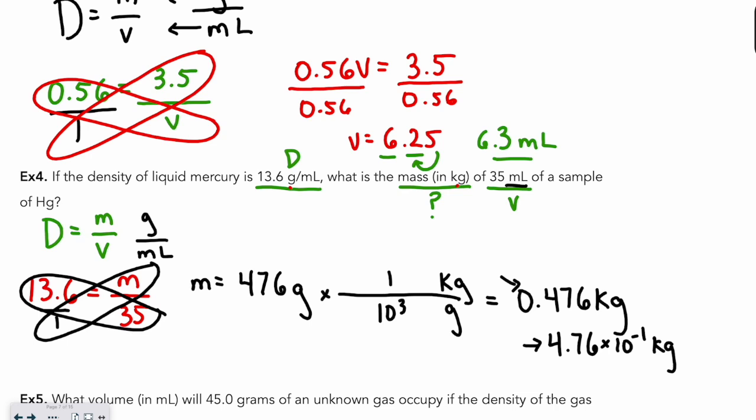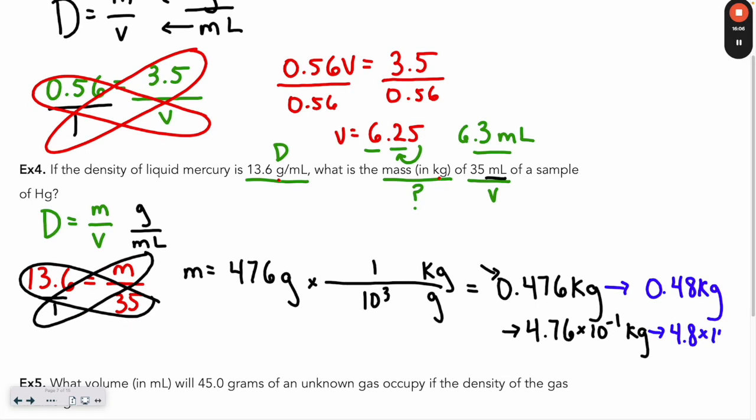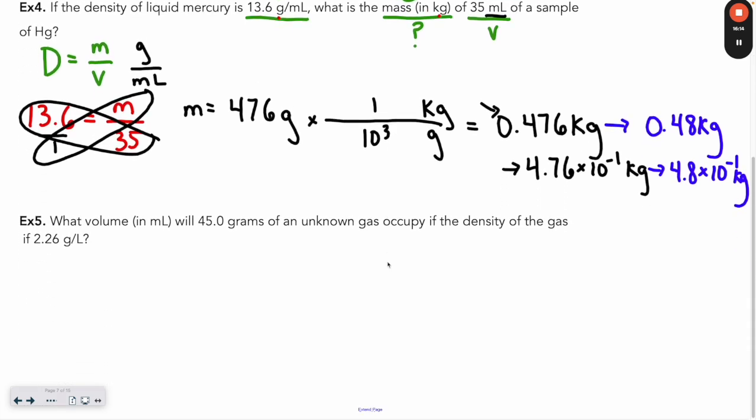Really quickly, I've got to check sig figs though, because I think I ignored them. 13.6 has 3 sig figs, 35 has 2 sig figs. Uh-oh. So my final answer, if I write it in standard notation, should be 0.48 kilograms. But if I write it in scientific notation, it would be 4.8 times 10 to the negative first kilograms. So whichever floats your boat. All right, let's look at example 5.